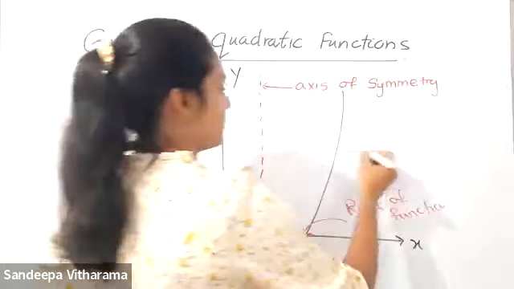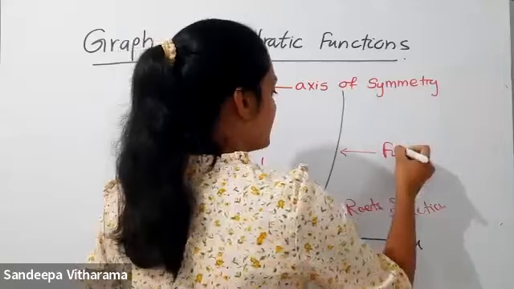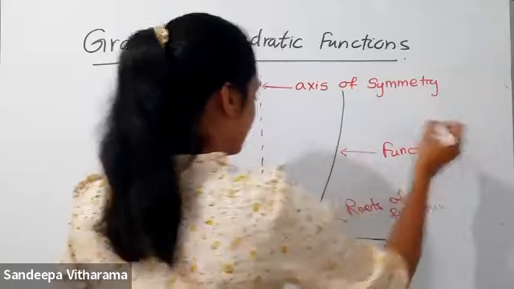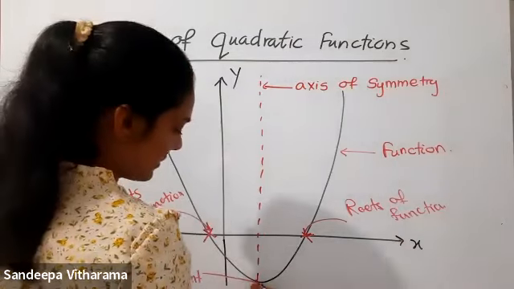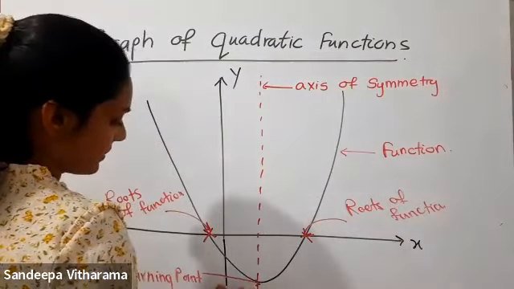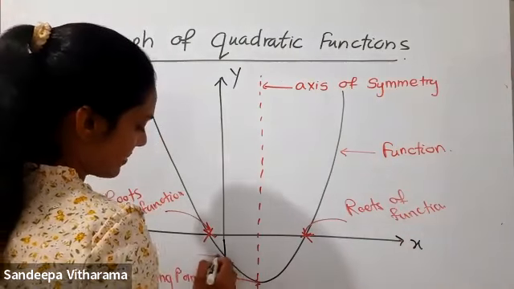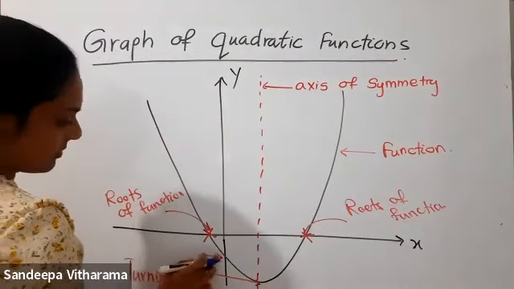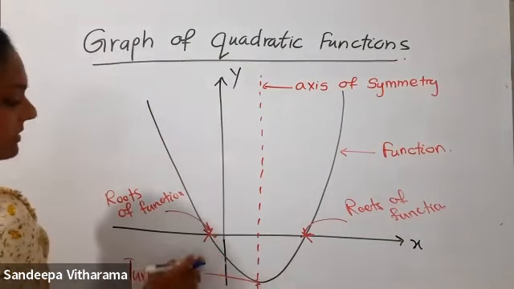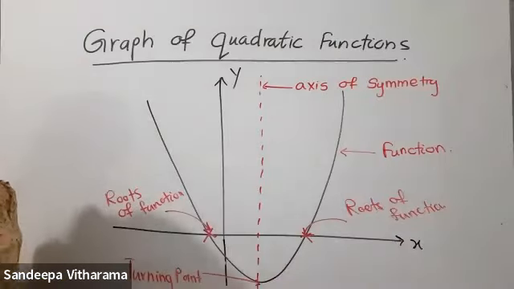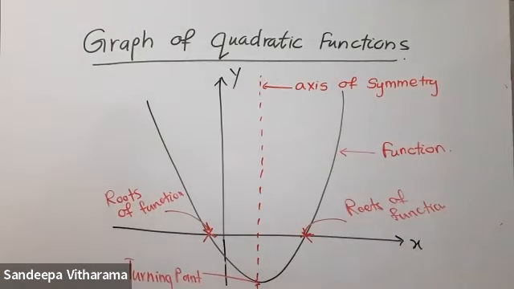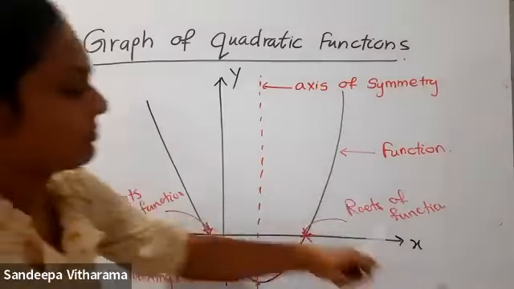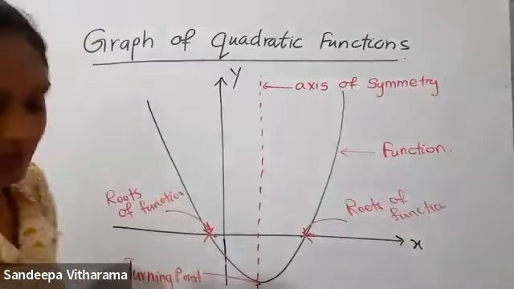This is the function for drawing this graph. And this point, the place where the graph touches the y-axis, is the y-intercept. These are the main important things that you should know. Definitely you have to mark the two axes as x and y.